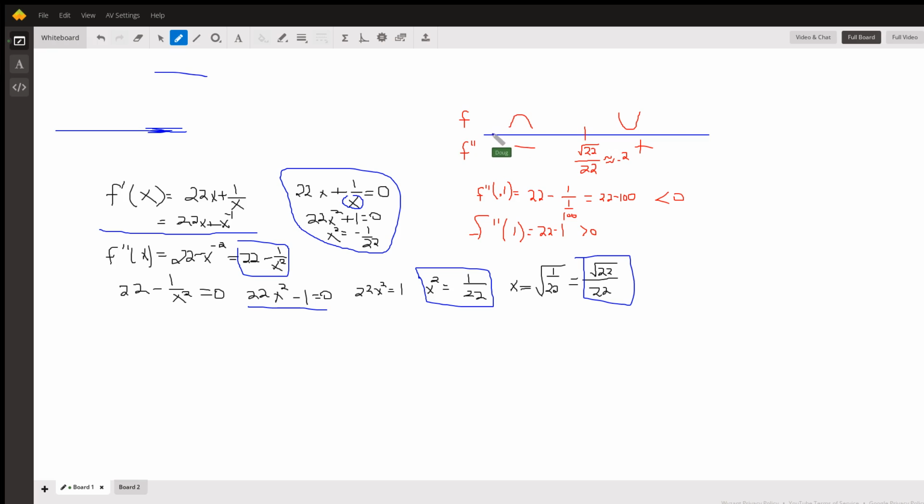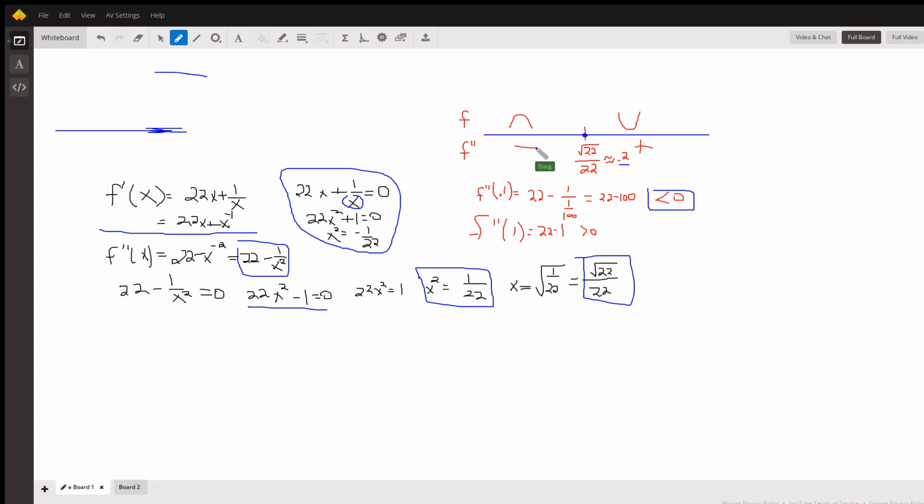Okay, so here's the little number line for the test for concavity. On the number line, we put this critical number, which is when the second derivative equals 0. Radical 22 over 22 is about 0.2. So we want to test numbers on either side of that x number. So if you try f double prime of 0.1, you get 22 minus 1 over 1/10 squared, which is 1/100th, which is 22 minus 100, or negative 78, which is negative.